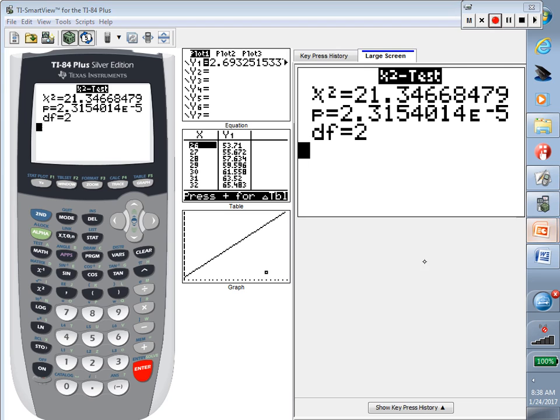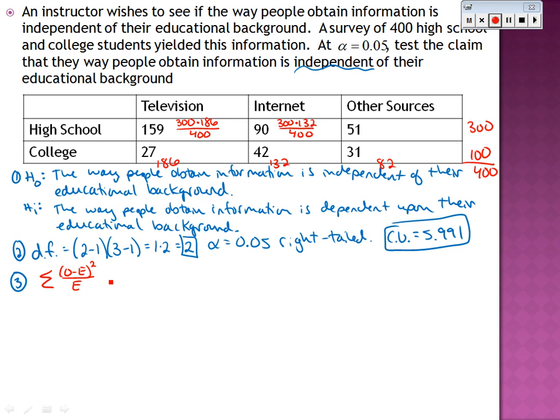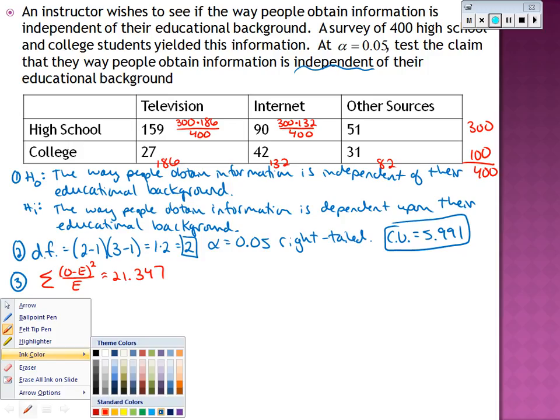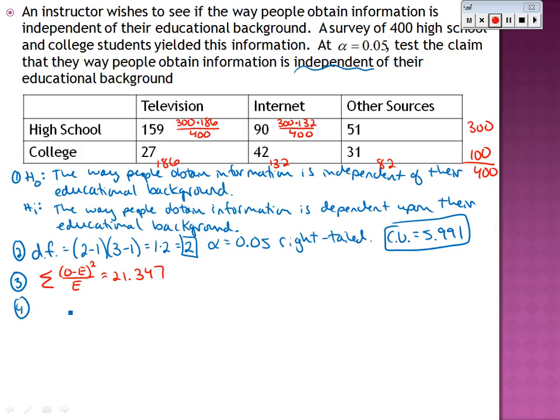So let's record our test value. 21.347. If you need to draw the picture, you can. Critical value is 5.991. 21.347 is definitely somewhere in that shaded rejection region. So we reject the null again.